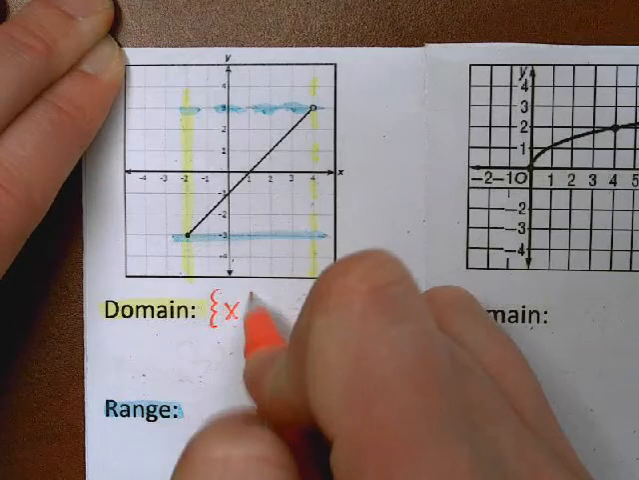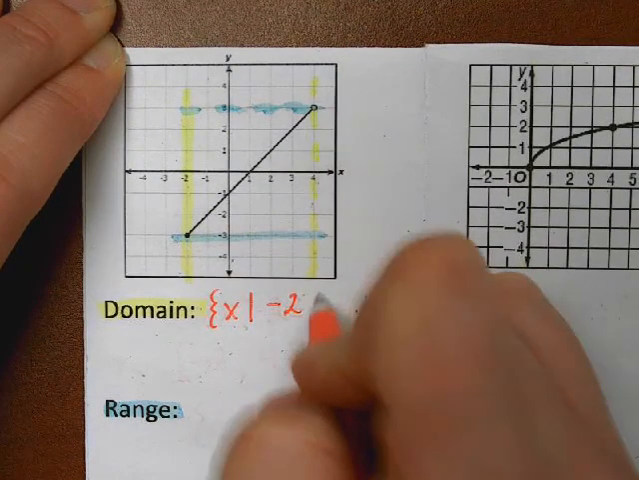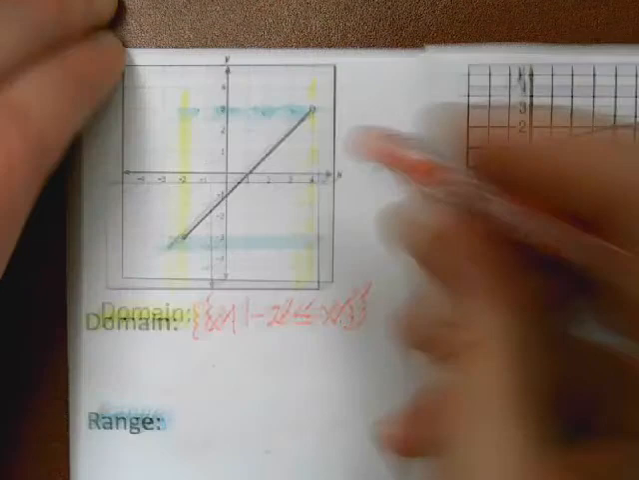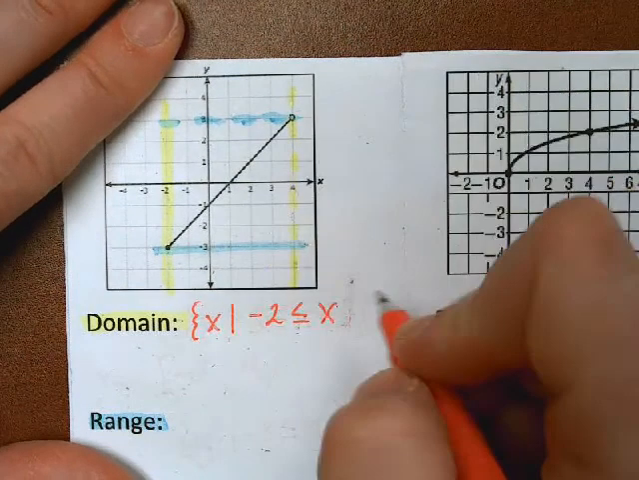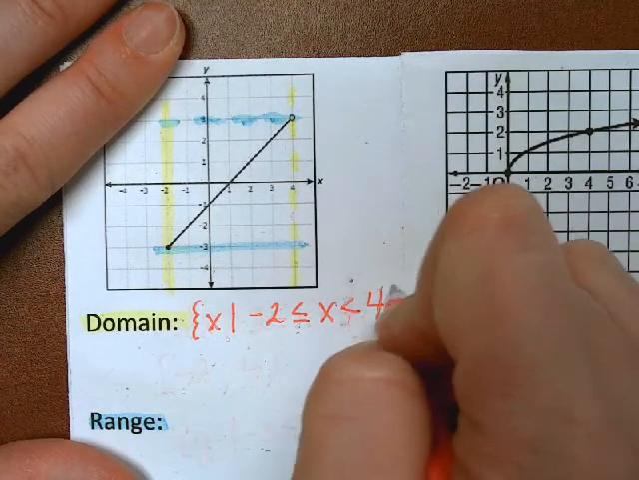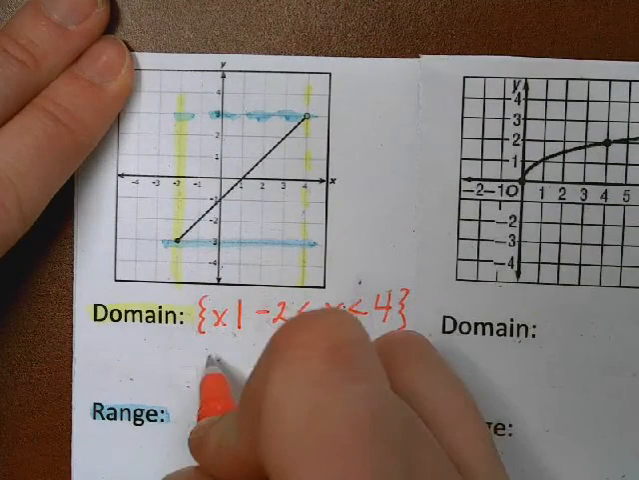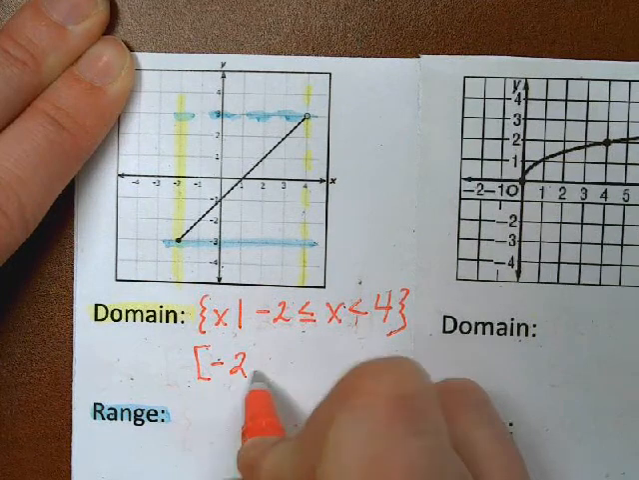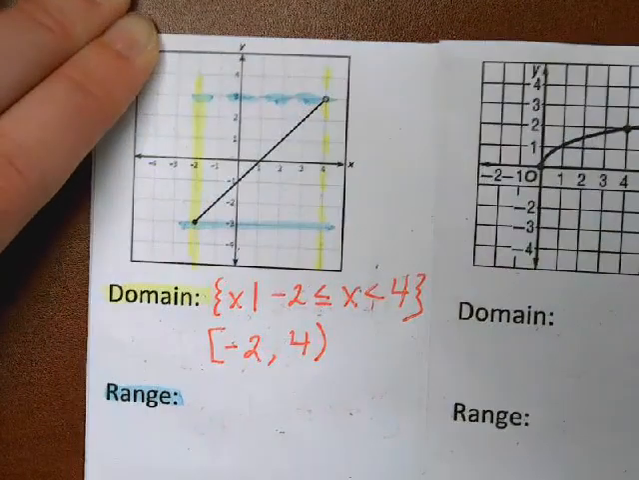Okay. So for this domain, it's the set of all x such that something is less than or equal to x. Oh, sorry. There's a line here, which is less than 4. Yeah, thank you. It's not equal to. Right, it's just less than 4. So in interval notation, -2, 4, with a round, the parentheses.